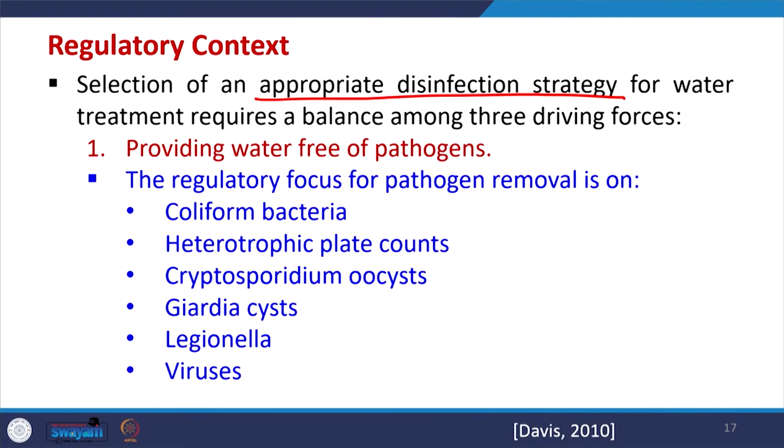So, providing water free of pathogens. There are certain regulatory focuses on which type of thing we have to remove, whether it is coliform bacteria, then what the plate counts are, then different types of cysts, and then viruses, etc. So how much they have to be removed, and what their regulatory requirements are.